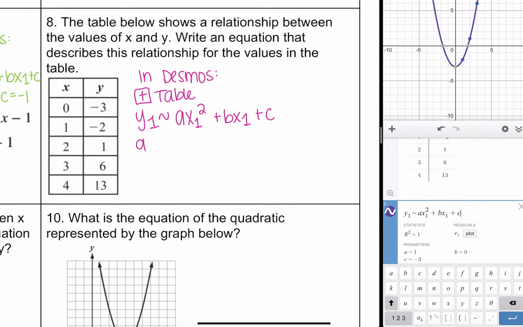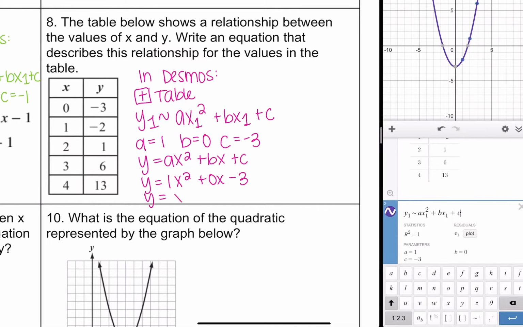So our a is 1, b is 0, c is -3, and we plug those into the equation in standard form. So y equals 1x squared plus 0x minus 3, or plus -3. And we can simplify that a little bit more to just say y equals x squared minus 3. And that is our equation.